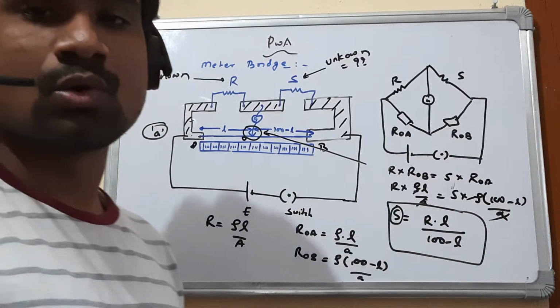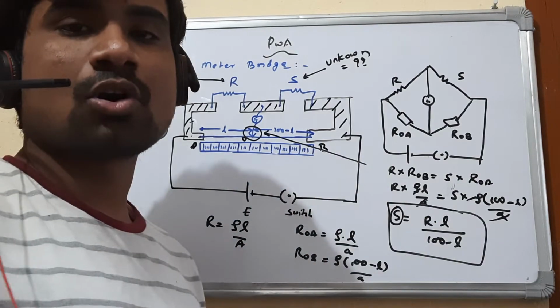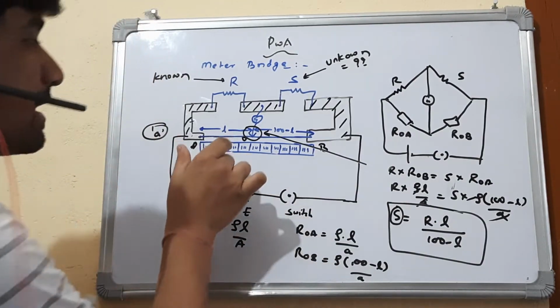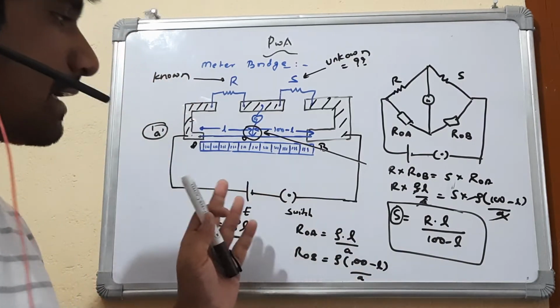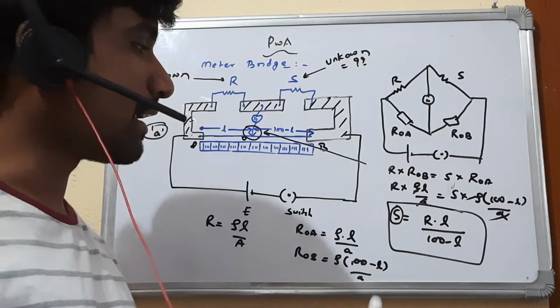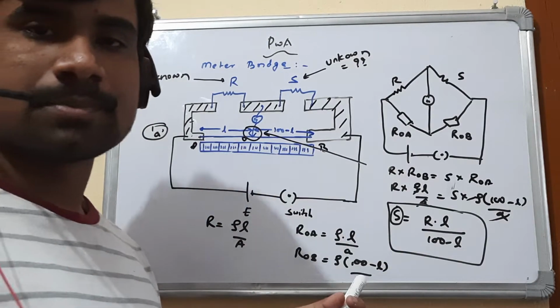R is what I know. L is what I get from varying the position of the jockey and reaching the balance point, and L is measured from the left end. Using that, I can arrive at the equation and find the unknown resistance S using this meter bridge setup.